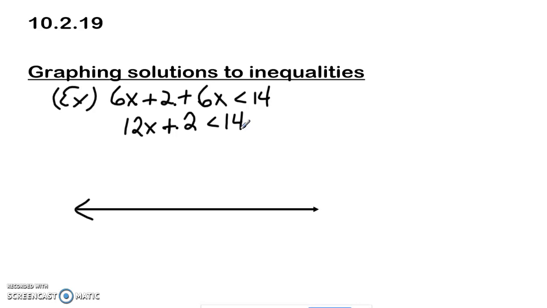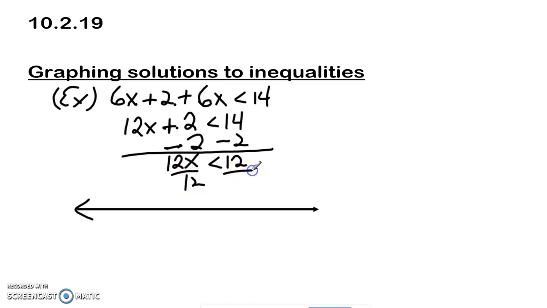I need to move my constant term 2 to the right. It's being added right now, so the inverse of adding is subtraction. So I'm going to subtract 2 from both sides. And I get 12x is less than 12. And then to get the 12 away from that 12x, it's 12 times x, so we want to divide both sides. So that becomes 1x on the left. And I'm going to state my answer over here. x is less than 1.